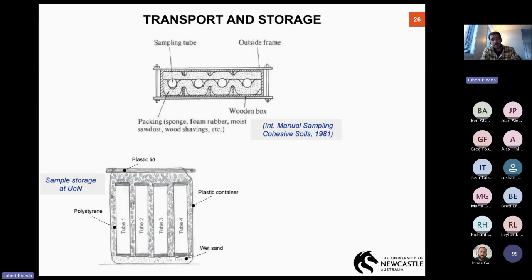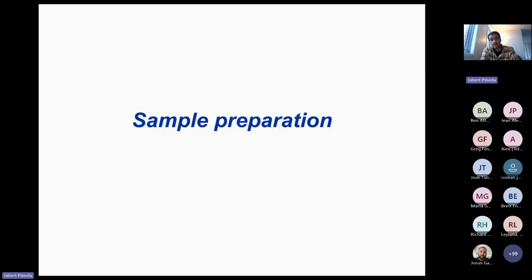Transport and storage, I have already mentioned that we try to keep all the tubes aligned vertically in order to minimize the flow of the soil inside. So a little bit more on sample preparation.